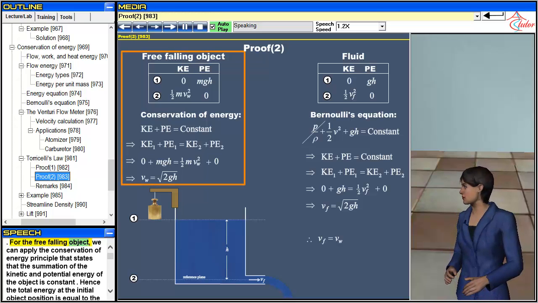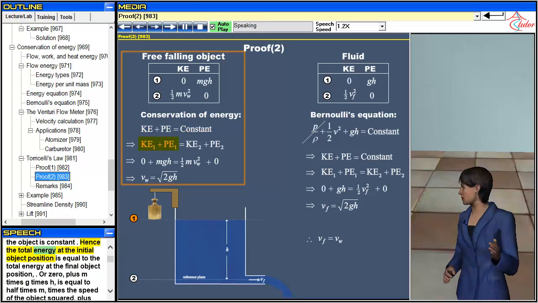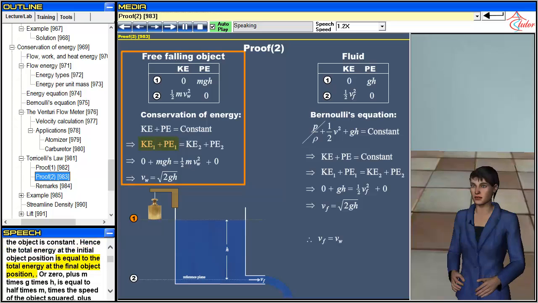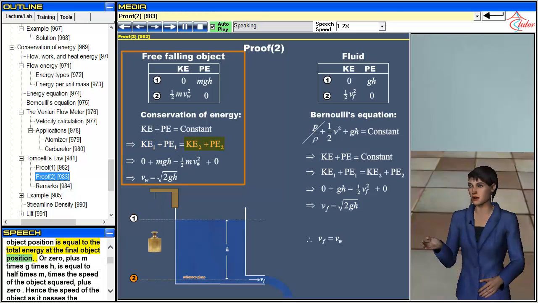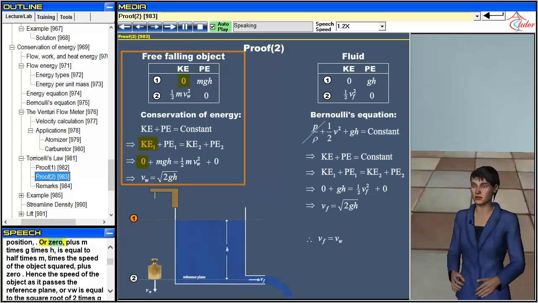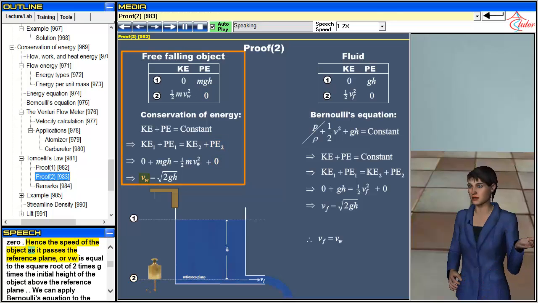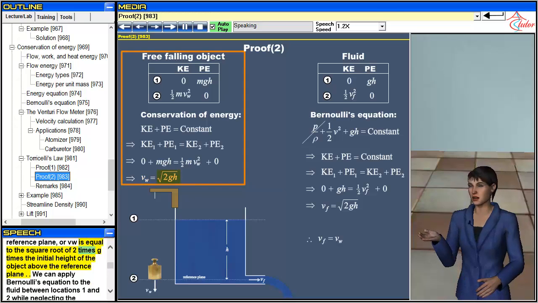For the free-falling object, we can apply the conservation of energy principle. That states that the summation of the kinetic and potential energy of the object is constant. Hence the total energy at the initial object position is equal to the total energy at the final object position, or 0, plus m times g times h, is equal to half times m, times the speed of the object squared, plus 0. Hence the speed of the object as it passes the reference plane, or Vw, is equal to the square root of 2 times g times the initial height of the object above the reference plane.